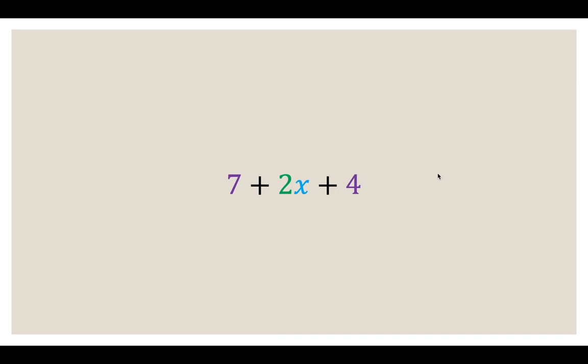So here we have an expression, and we're going to look at the different parts of this expression. So first we have the constants. We see here that 7 and 4 are the constants because their value does not change. Next we have the variable. Here we have x is our variable. We can plug in any number for x, and the variable x is a placeholder for a number.